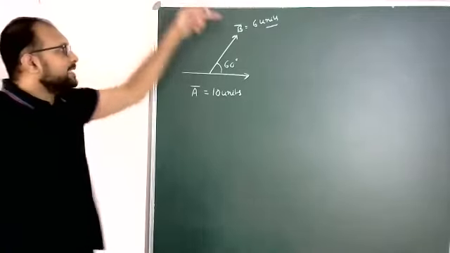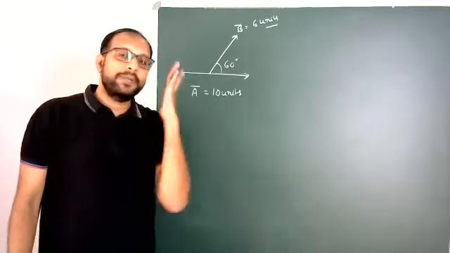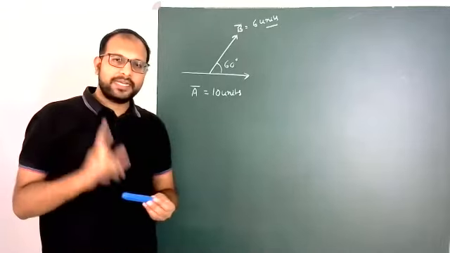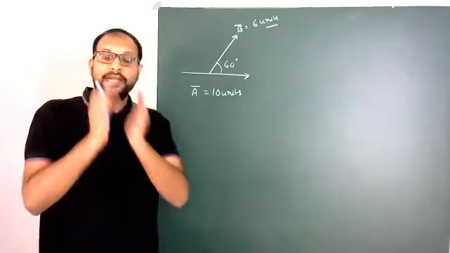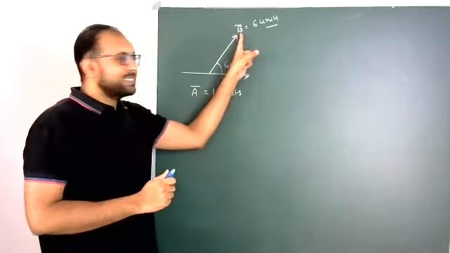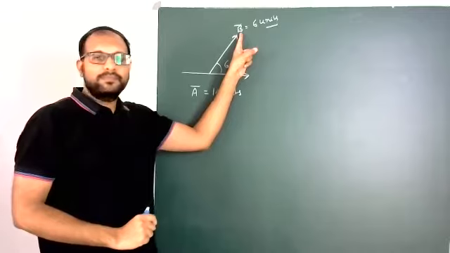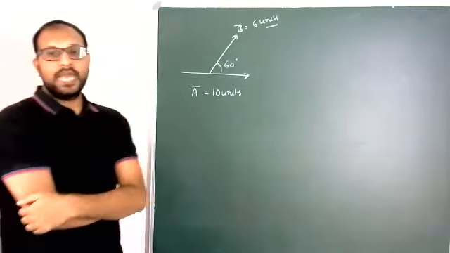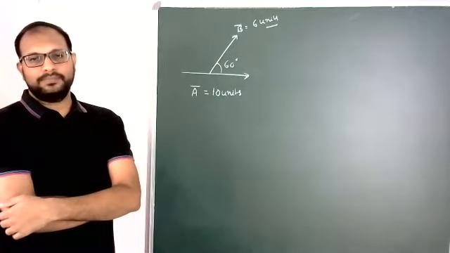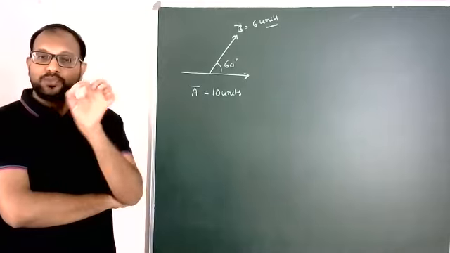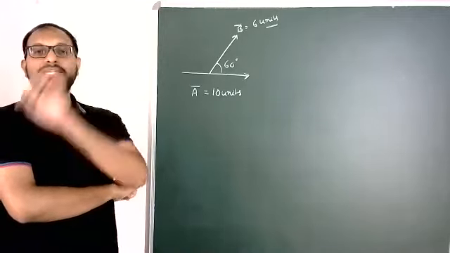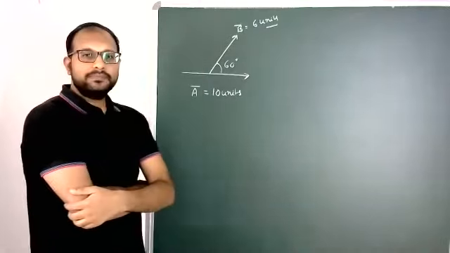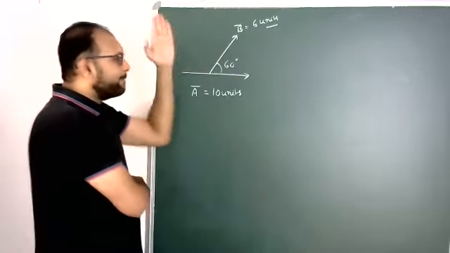Now this B bar, I want to resolve. Yes, the resolution of a vector was already completed, students, in the previous one. Now I want to resolve this vector B bar along A bar and perpendicular to A bar. Here X, Y, Z are not there. Here A bar is one vector and B bar is another vector. Now I am resolving vector B bar along A bar and perpendicular to A bar.